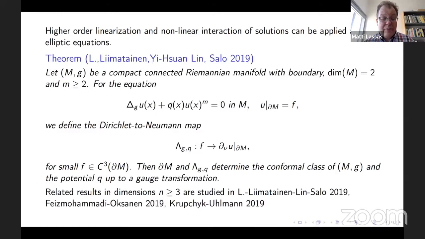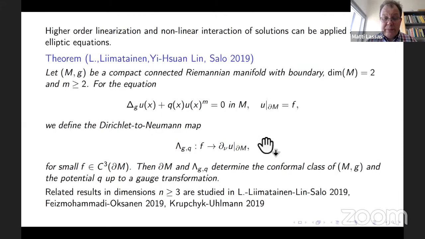Similar results in the higher dimensional case are studied in this paper that we did with Liimatainen, Lin, and Salo. But also, there were actually at the same time Feizmohammadi and Oksanen who studied these higher dimensional questions. And also very shortly after that, Krupchyk and Uhlmann proved results for partial data problems. So what is the proof here?